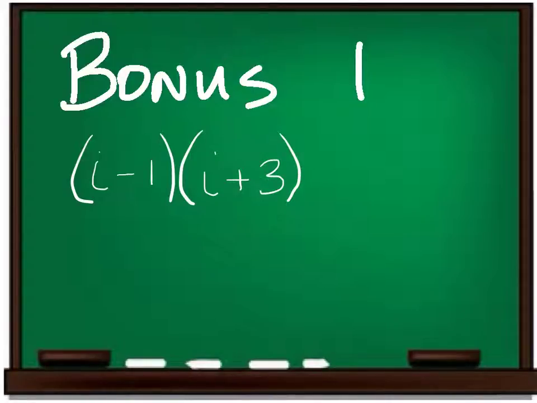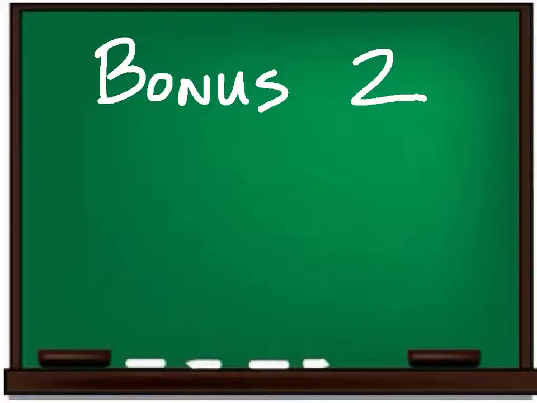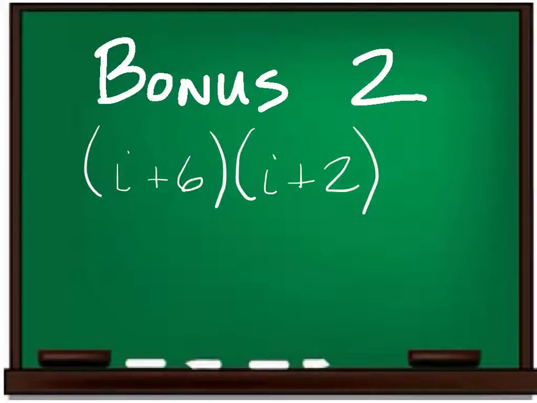The bonus problem should be i squared plus 3i minus i minus 3. Negative 1 minus 3 is negative 4, and 3i minus i is 2i. So negative 4 plus 2i. Here's another bonus. The bonus answer should be 11 plus 8i.